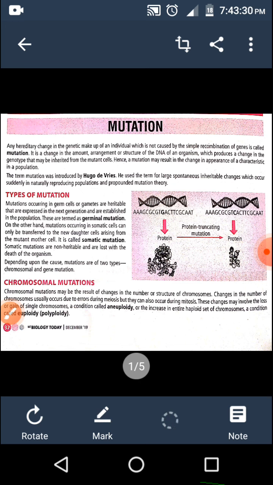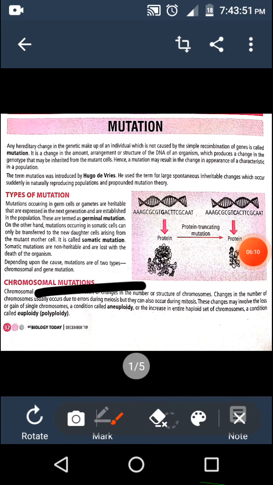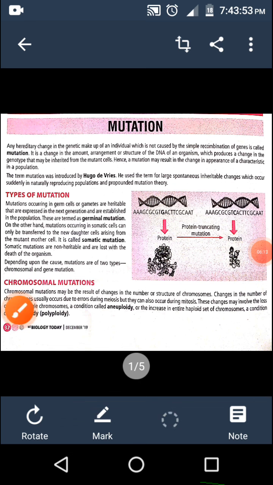Another one is chemical mutagens. Some chemicals will act as mutation-causing agents. In this way, mutation will happen in an individual. So based on the cause, we classify mutation into chromosomal mutation and another one is gene mutation. The first one is the chromosomal mutations.